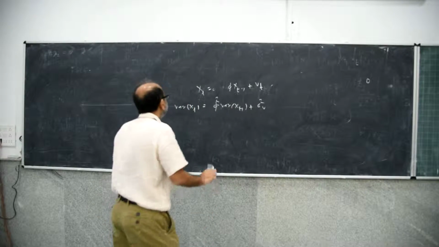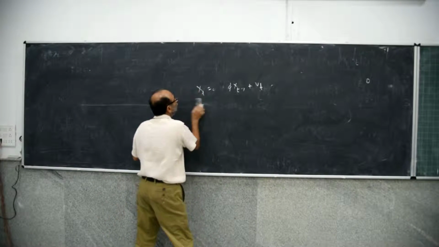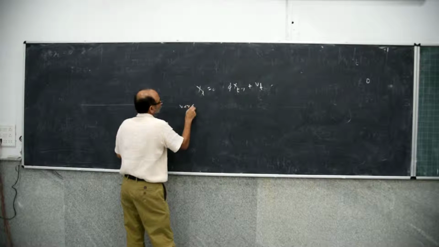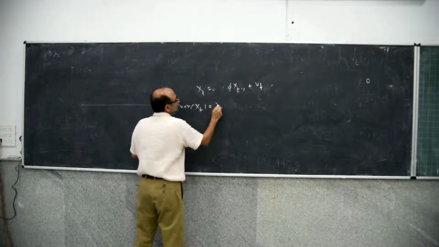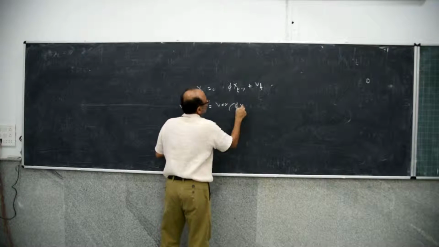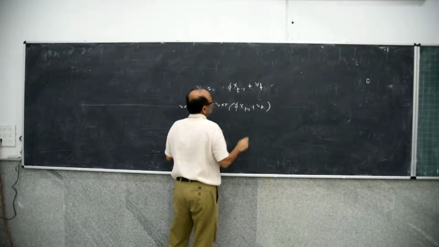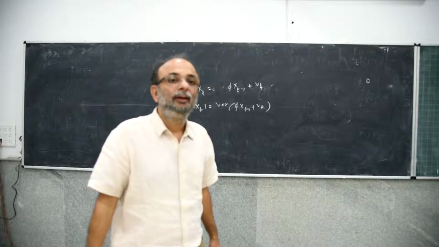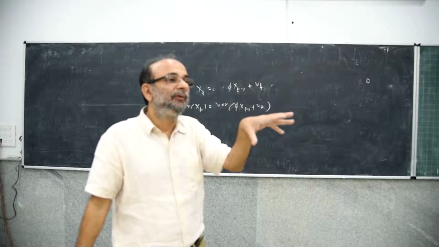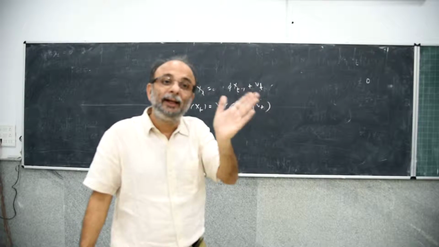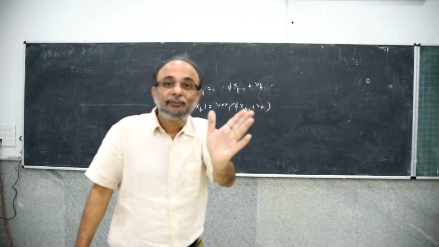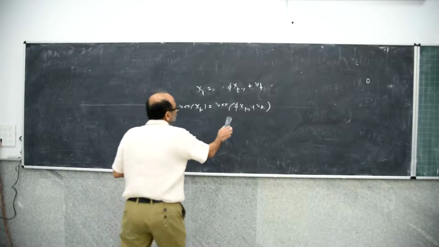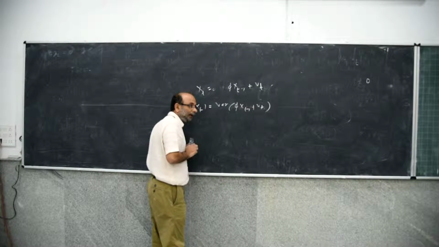Sure? If you have to write this carefully, the variance of xt is the variance of phi xt minus 1 plus v. What is the variance of x plus y? It is the variance of x plus the variance of y plus 2 covariance xy.